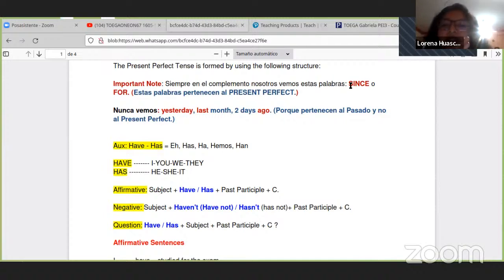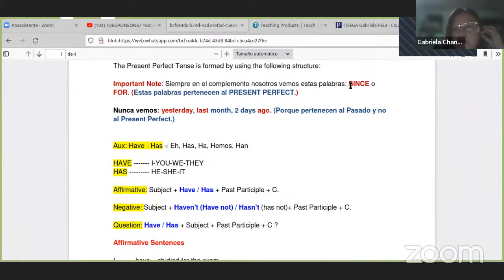So you can use it in order to express the time, in order to put like a specific time when you started the action, okay? But if you said since April, it means that you still go to the gym, okay? Desde abril, pero significa que sigue yendo.